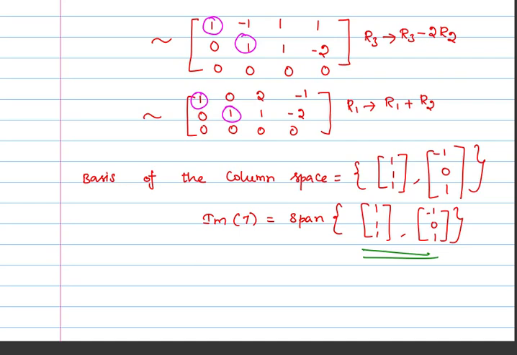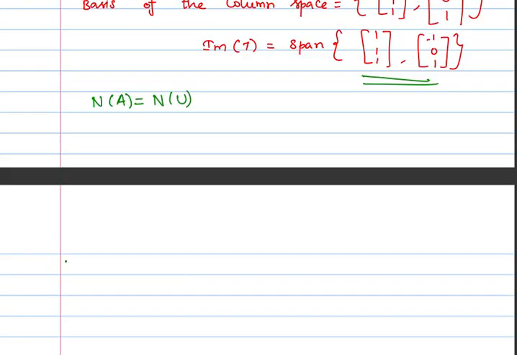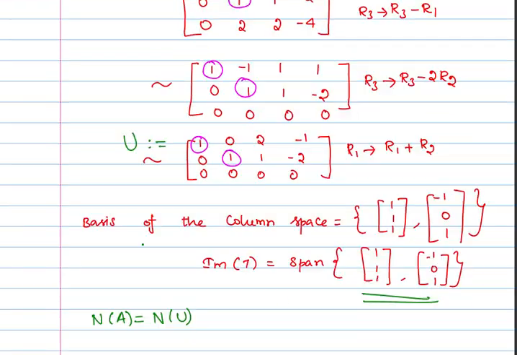My next aim is to find the kernel of T. Kernel of T means we have to find the null space of the given matrix, correct? So for the null space, you consider this as a matrix U. We already know that N of A equals N of U. We already studied this. So using this result, what is the N of U? I want to find it. N of U means U times x equals 0. I want to find the solutions of these equations, correct?